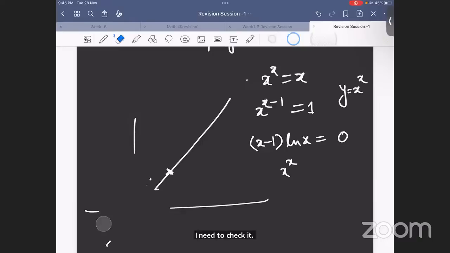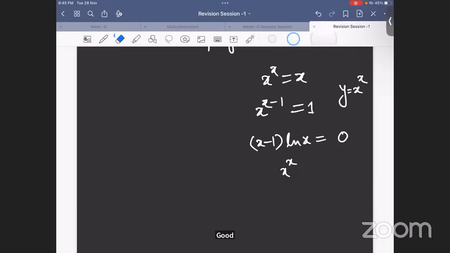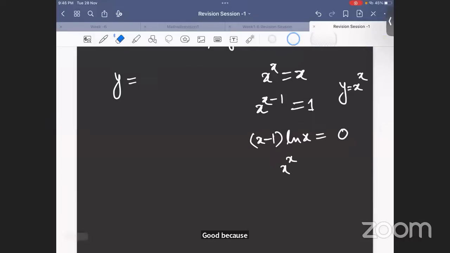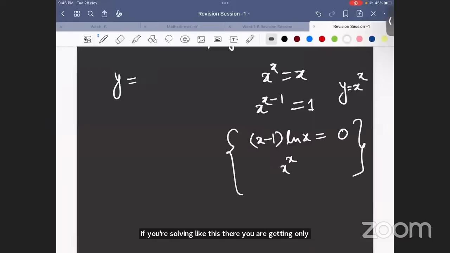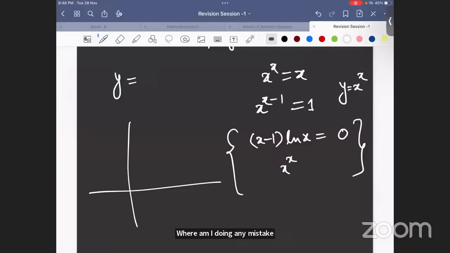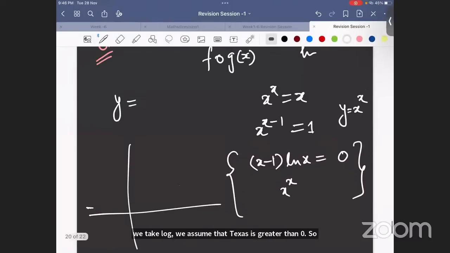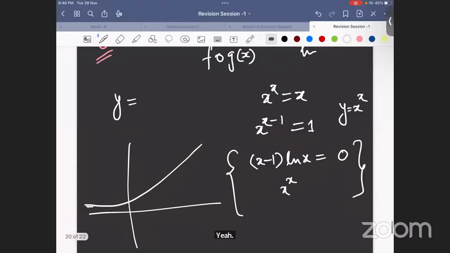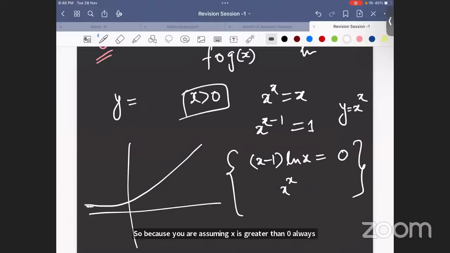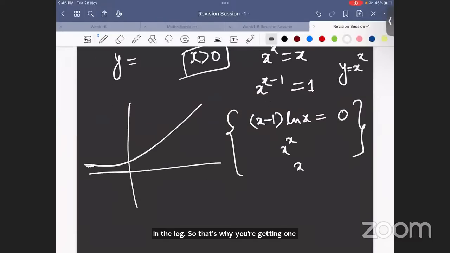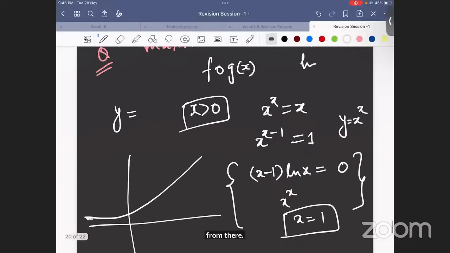If you're solving like this, you are getting only one solution, right? Yes, sir. By log, it's only one. Even when we tried with log, it's only one solution. When we take log, we assume that x is greater than 0, so we'll get only one solution. Because you are assuming x is greater than 0 always in the log, that's why you're getting one solution from there. X equals to 1, you're getting one solution, right? Yes, sir.